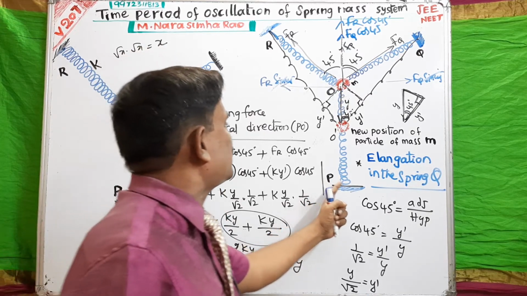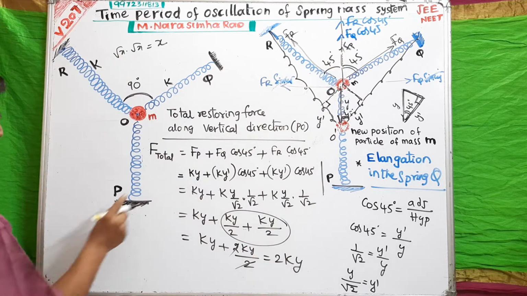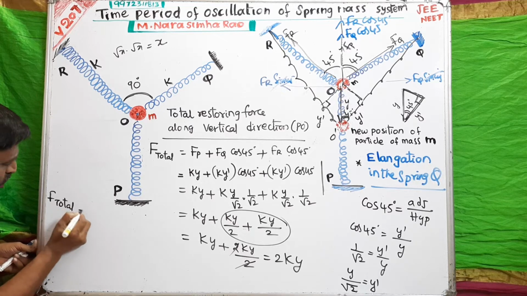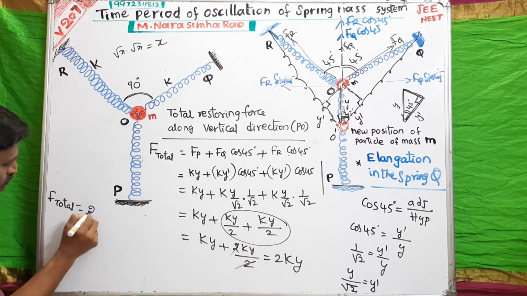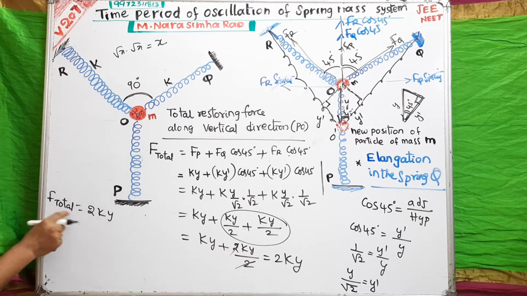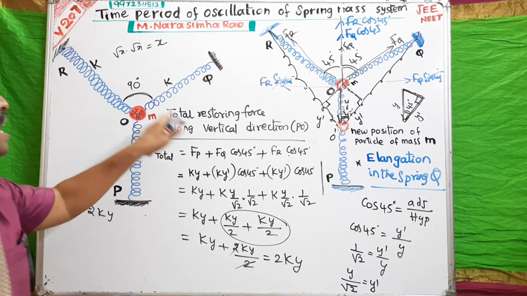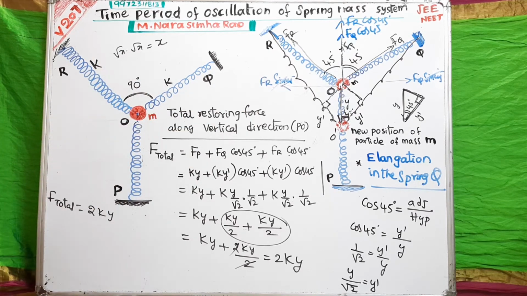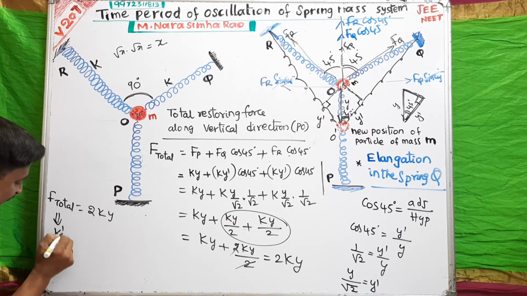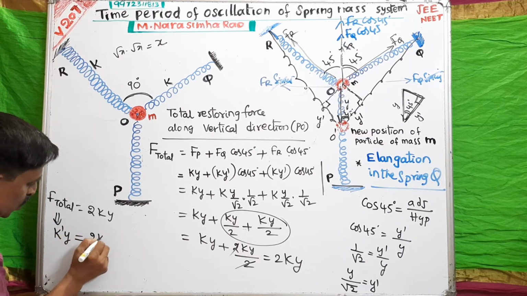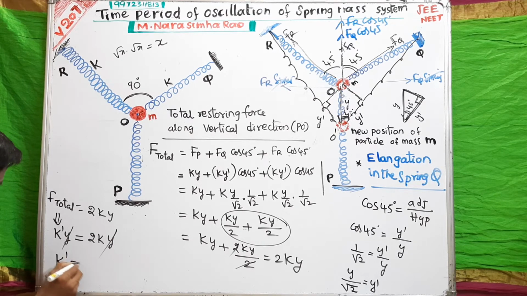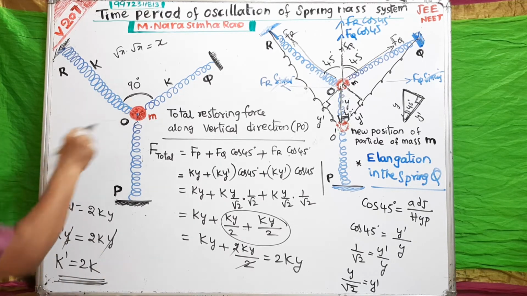Total restoring force along the PO direction is 2Ky. Using the restoring force formula, total restoring force of the system is K dash y, which equals 2K into y. Y gets cancelled, so K dash is equal to 2K. This is the effective spring constant of the system.